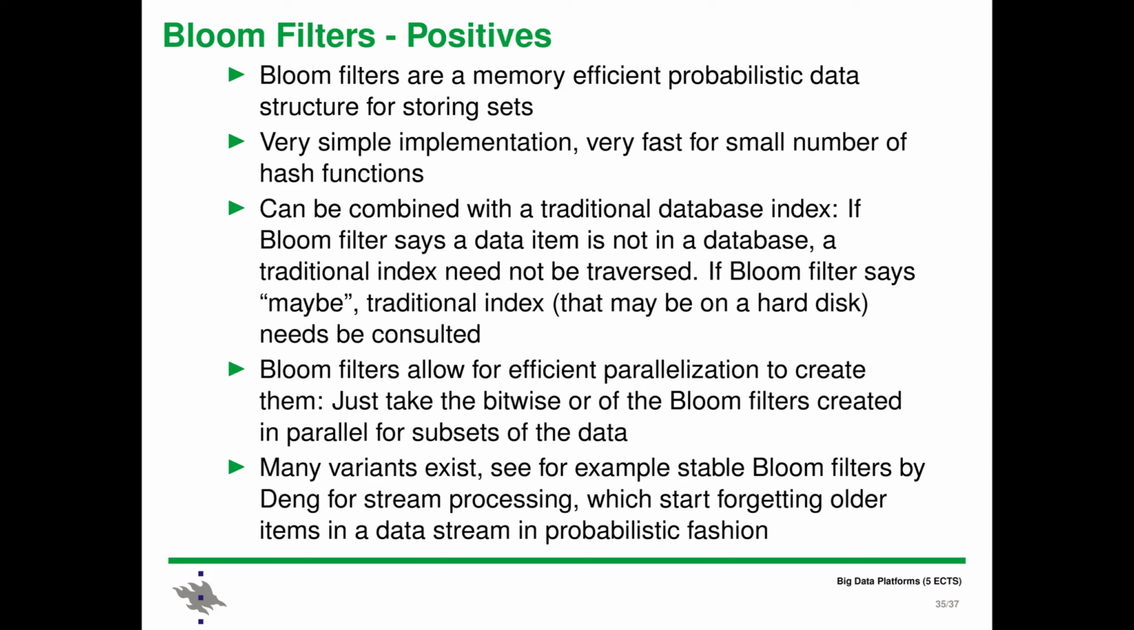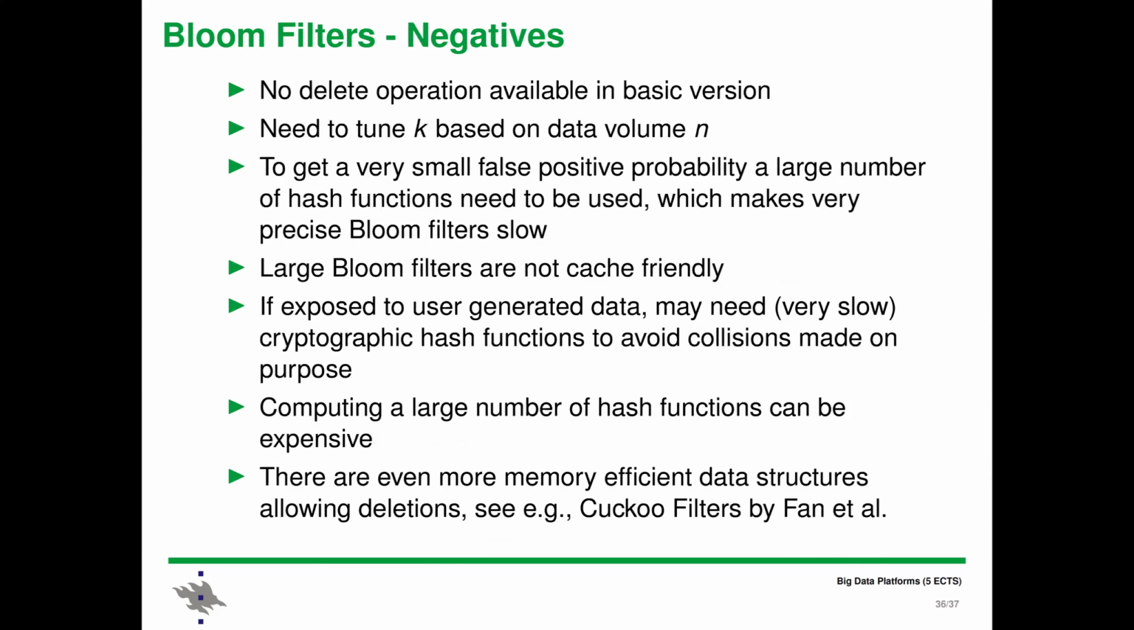Bloom filters also allow for efficient parallelization to create them. So if you need to create a Bloom filter of a really large set, you just compute different subsets of that set on different machines, and then just take the bitwise OR of the Bloom filters created to get the final Bloom filter. And then there are many variants. For example, there are so-called stable Bloom filters for stream processing, which start forgetting older items in a data stream in a probabilistic fashion.